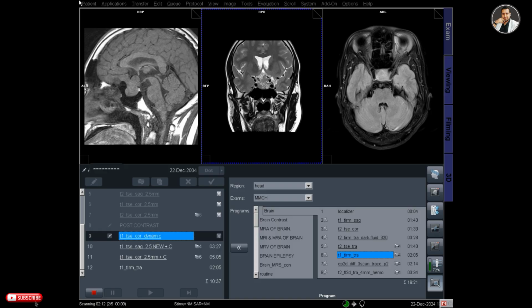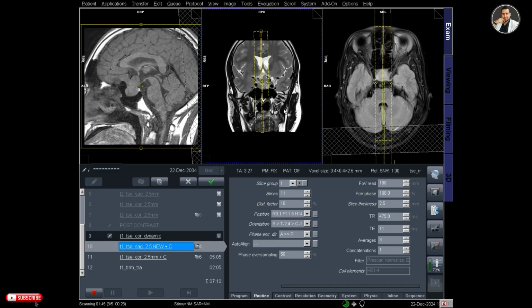A dynamic sequence is a sequence that scans multiple times, before and after injecting the contrast, and then by the software we can calculate the timing of the enhancement, the density of the contrast in a particular region over time.